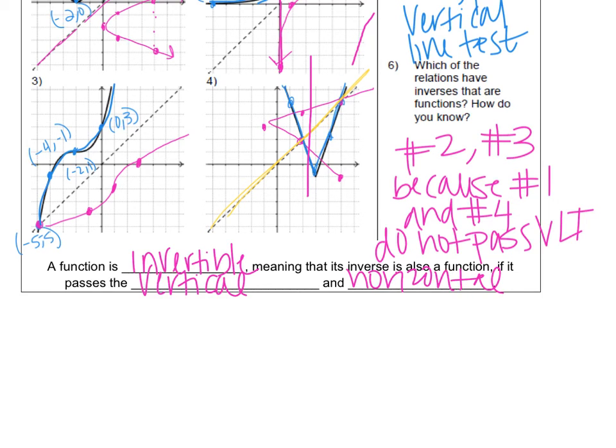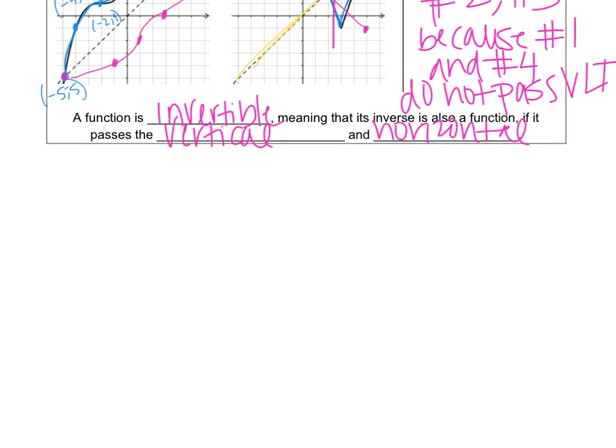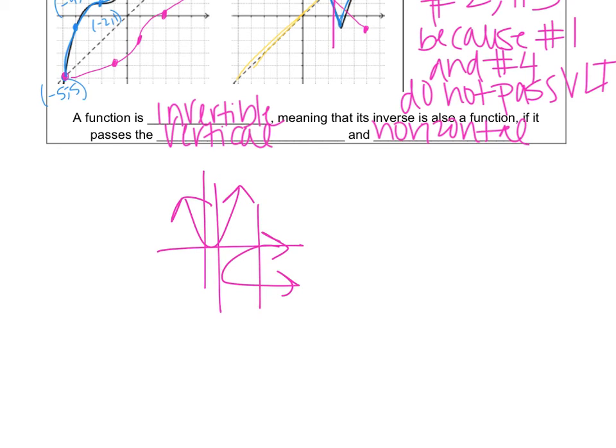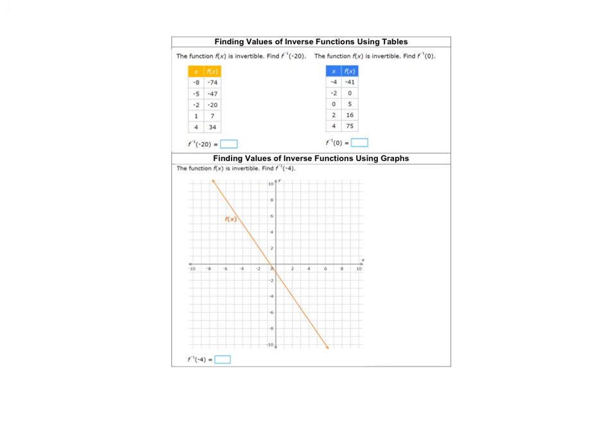So let me explain what I mean by that. So if something originally, let's just take a parabola, looks like this, it passes the vertical line test, but if I invert it, it's going to turn and look something like this, which would not pass the vertical line test. Because if you take a vertical line and invert it, it becomes a horizontal line. So for something to be invertible, it has to originally pass the vertical and horizontal line test. Alright, let's move to the next page.